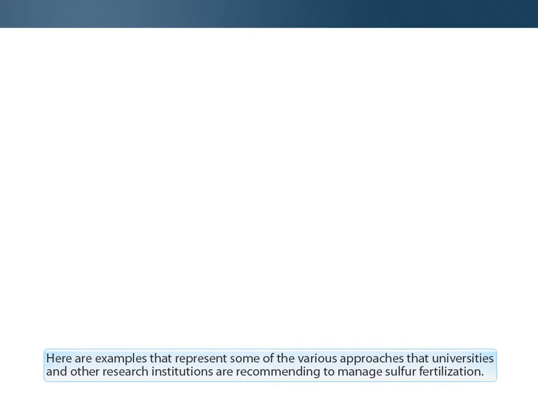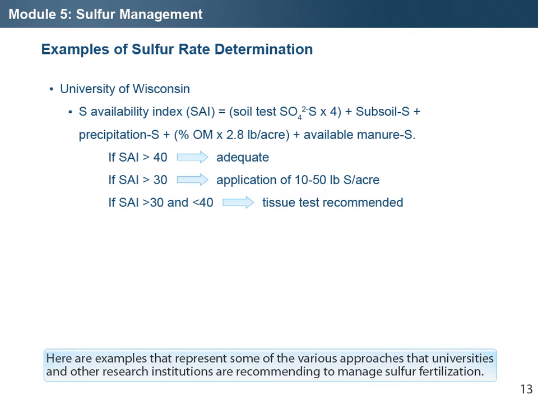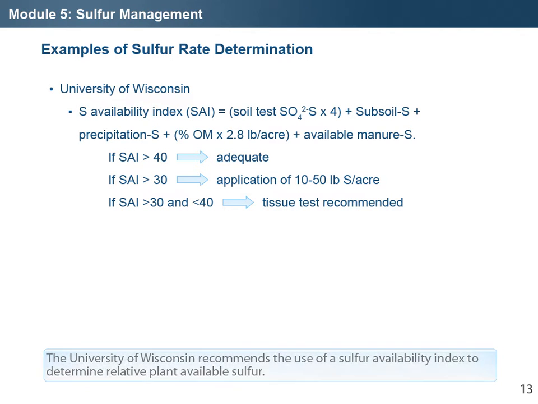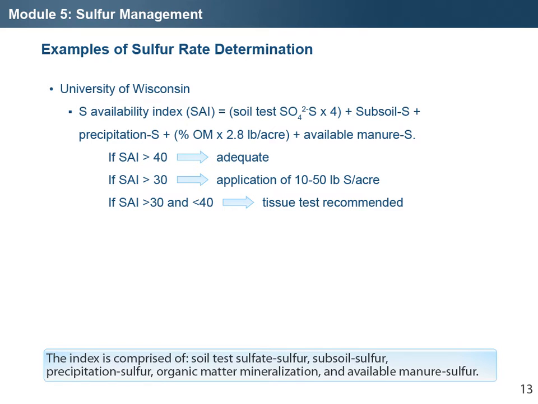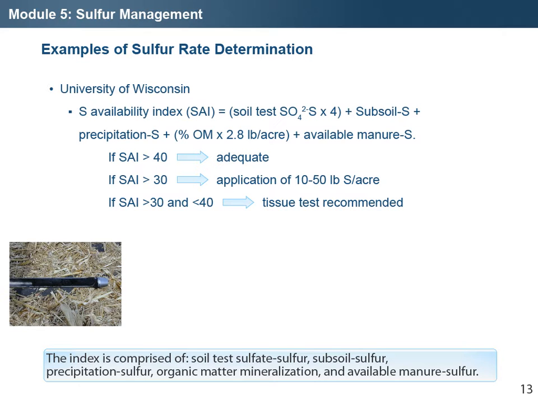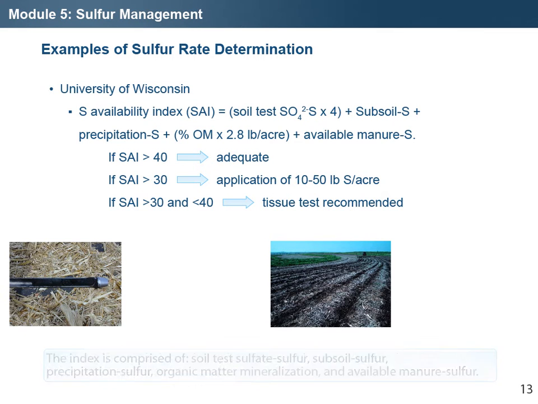Here are examples that represent some of the various approaches that universities and other research institutions are recommending to manage sulfur fertilization. The University of Wisconsin recommends the use of a sulfur availability index to determine relative plant available sulfur. The index is comprised of soil test sulfate sulfur, subsoil sulfur, precipitation sulfur, organic matter mineralization, and available manure sulfur.